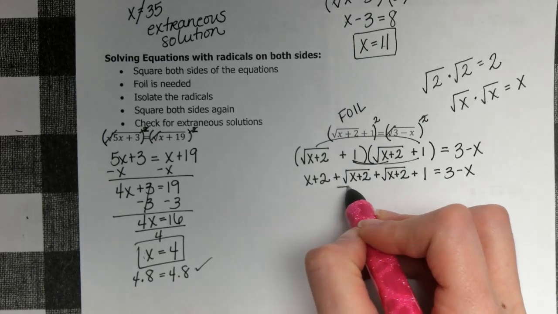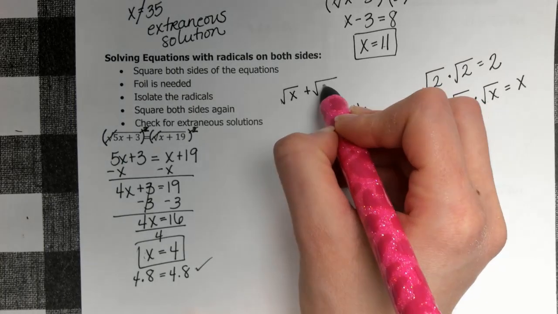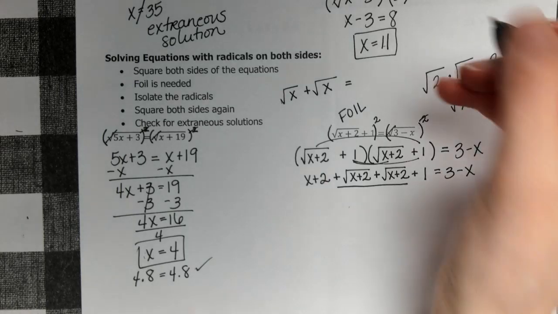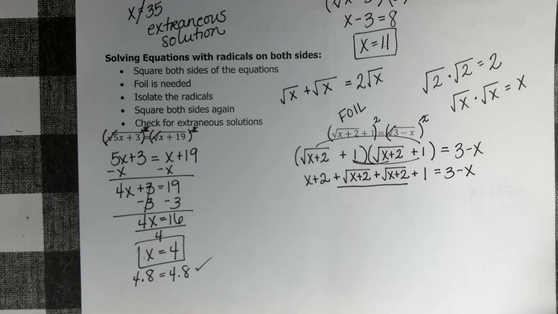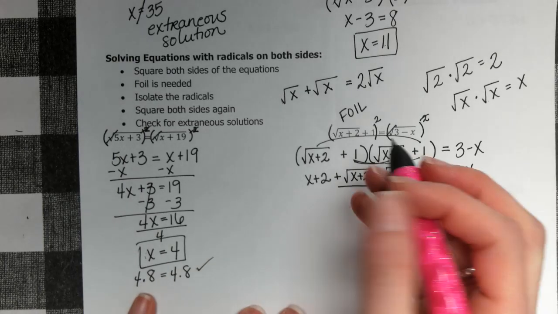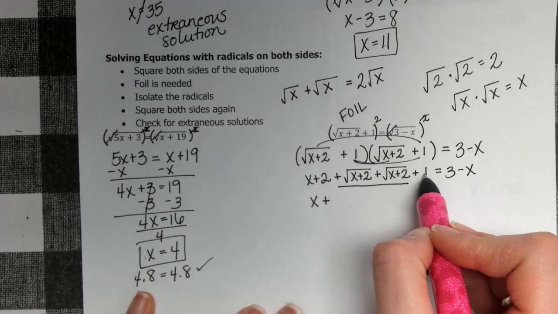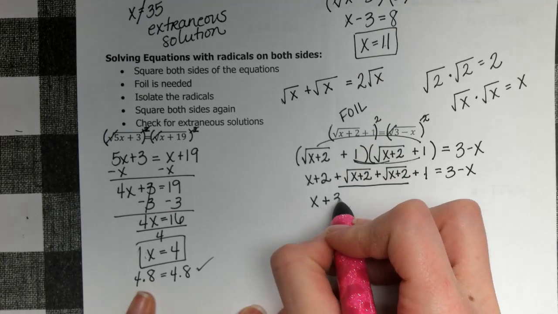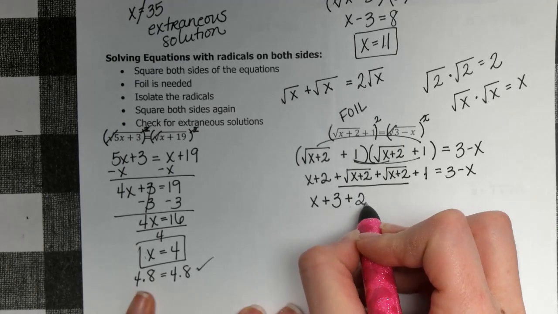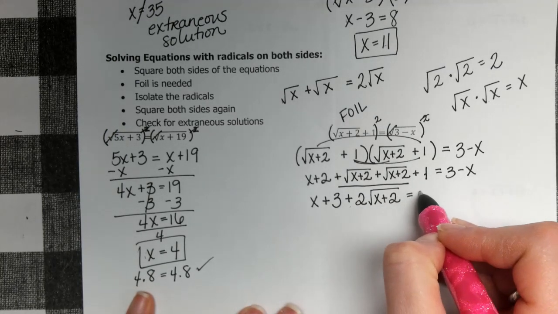Then I'm going to combine this. If I take the square root of x plus the square root of x, how many square root of x's do I have? 2. So that just becomes 2 square root of x. So you multiply in the first step, but when you're adding, that radical does not go away. So I've got an x plus 2 and 1 I can combine. What does that give me? 3. Plus square root of x plus 2 plus square root of x plus 2 gives me 2 square root of x plus 2. Equals 3 minus x.